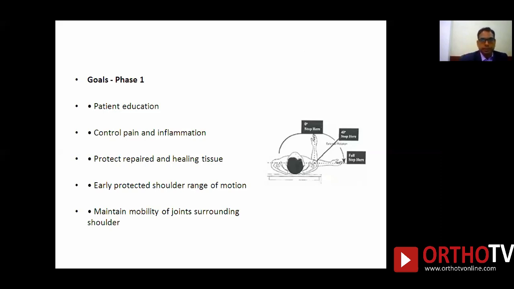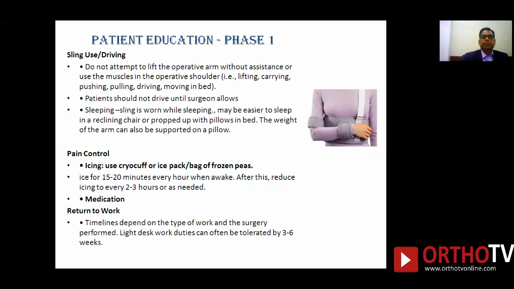So, what is the patient education? We have to make the patient aware of how to use the sling. They should not attempt to lift with the operative arm, like pushing, pulling, driving, and moving in the bed. The patient should not drive until the surgeon allows. While sleeping, the sling should be worn, and the patient can lie on one side, or if he is lying supine, he can use a reclining chair or a propped up position. And a pillow can be put below the operated arm to support the shoulder.